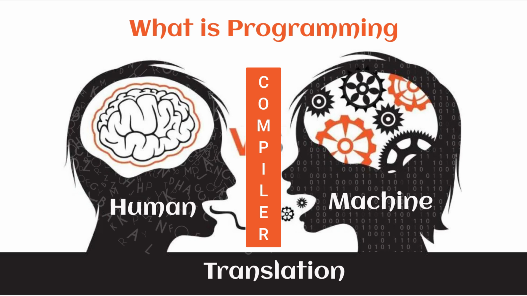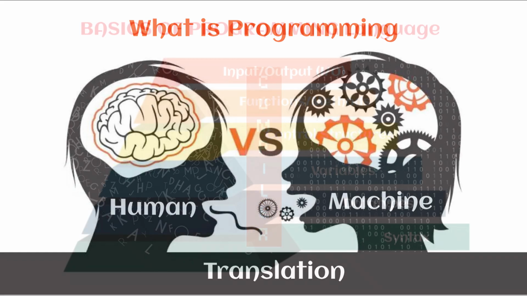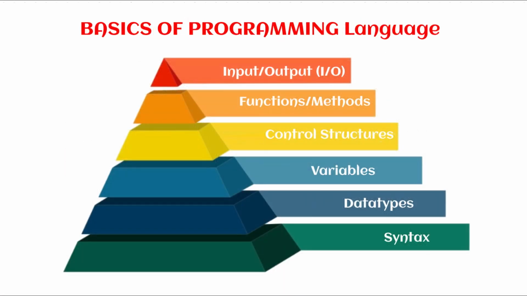In some programming languages we call it an interpreter, and in some languages we call it a compiler. There is a difference between both of these, and we will discuss that later. And this is where we need the programming language. Now we move to another step: what are the basic steps in programming?